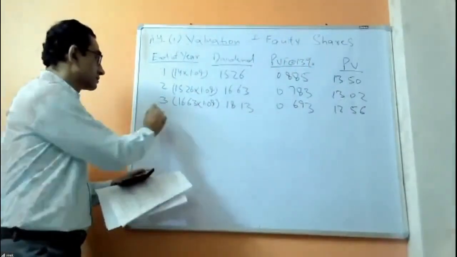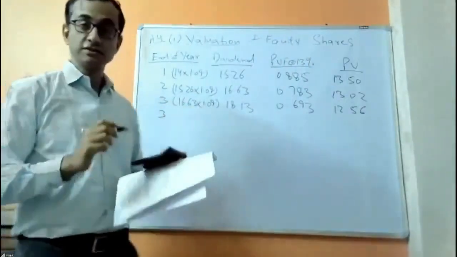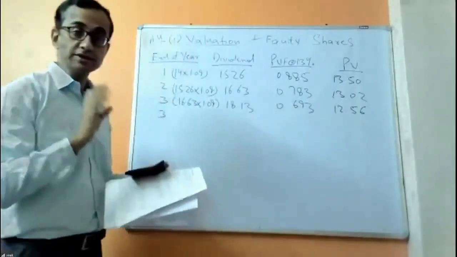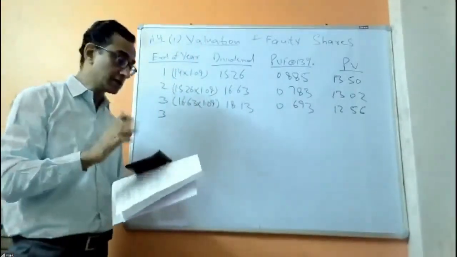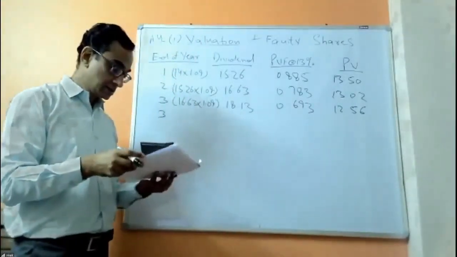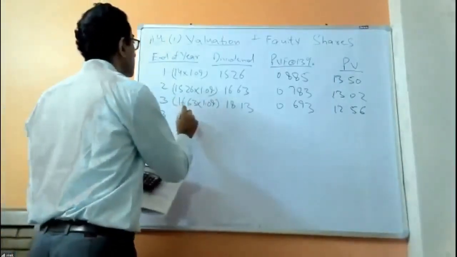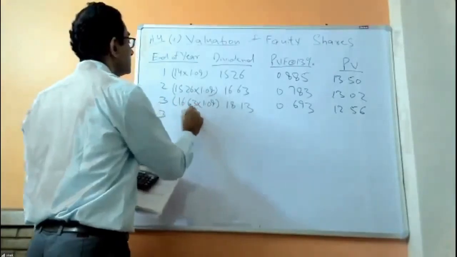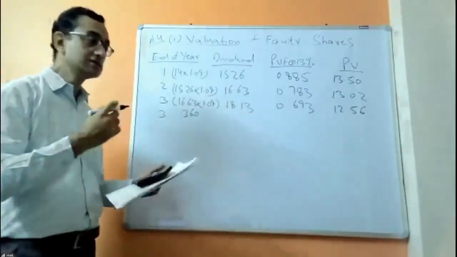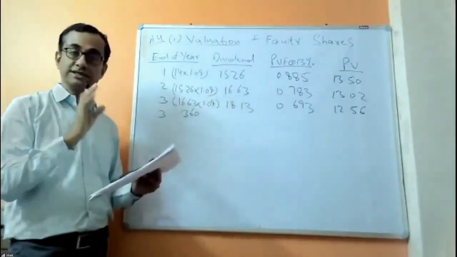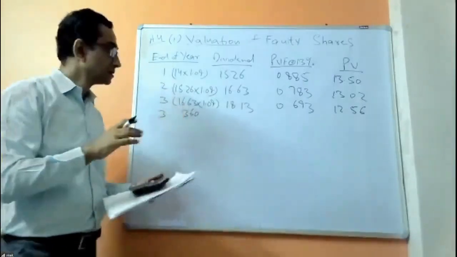And again, the price which will be available at the end of the 3 years, the present value of that price also has to be calculated. What is the price? The price is 360, which will be available at 3 years. Means after 3 years, Mr. B is planning to sell it at 360.